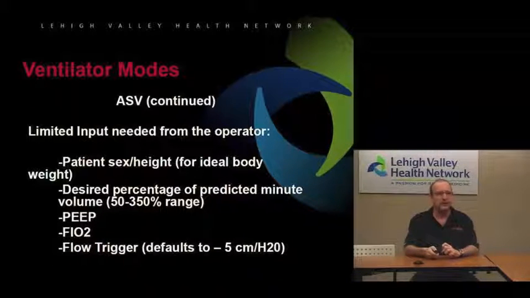A couple of the other settings we have to set with the ASV mode are just your PEEP and your FiO2, and then your flow trigger. Most of the time, actually with both the ventilators we use, we don't really have to mess with the flow trigger too much. With the T1, it usually seems to default to -5 centimeters of water pressure. So it is fairly simple for the ASV. When patients are in the ASV mode, it's just a matter of putting in their ideal body weight by setting their height, setting the percentage of their predicted minute volume that you want them to have, and then their PEEP and their FiO2.